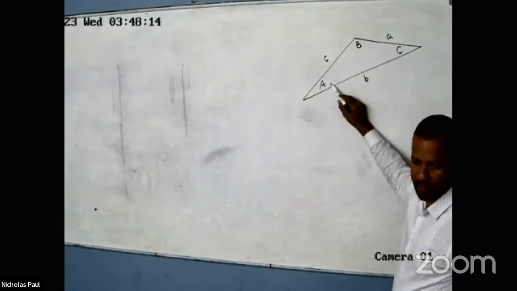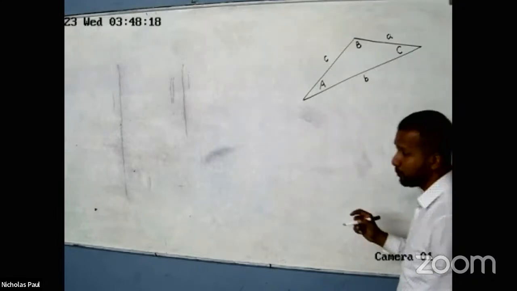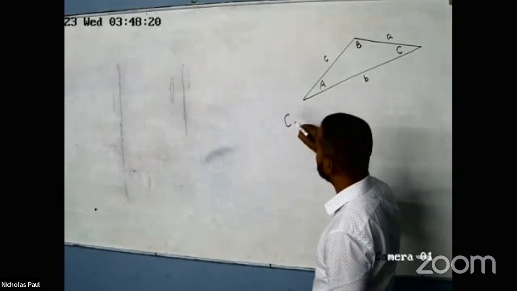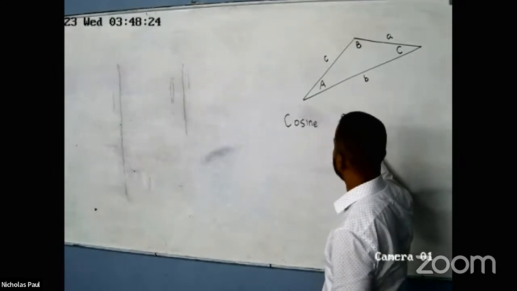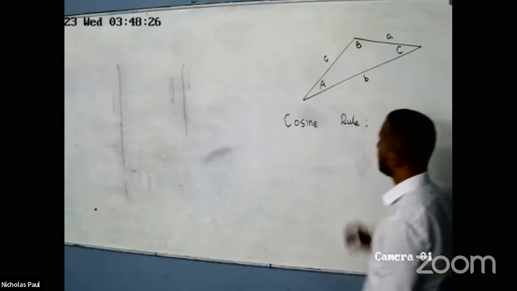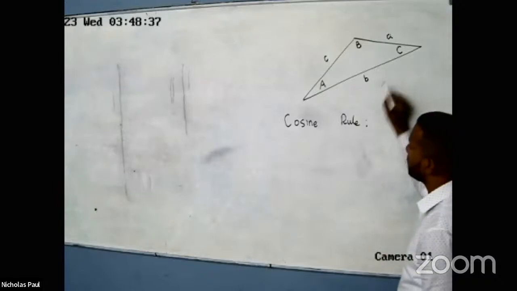These are all the angles. Remember, the sum of all the angles is what? 180. Good. So the first rule we're going to learn is the cosine rule. When do you use the cosine rule? So what's your hint? Whenever you have more lengths than angles, basically. So the cosine rule looks like this.